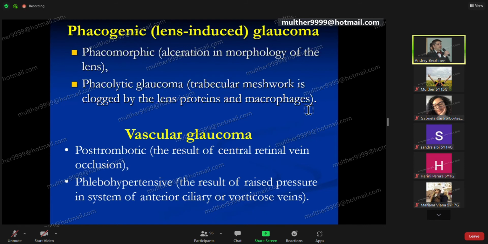There are two types of vascular glaucoma, post-thrombotic and phlebohypertensive. Post-thrombotic is a result of central retinal vein occlusion due to formation of a neovascular membrane involving the angle of the anterior chamber. And phlebohypertensive, it's clear from the name, is the result of raised pressure in the system of veins of the eyeball and orbit. The main causes of this type of glaucoma are malignant exophthalmos, tumors of the orbit, and other etiological factors which cause compression of the veins and increase the pressure in them.